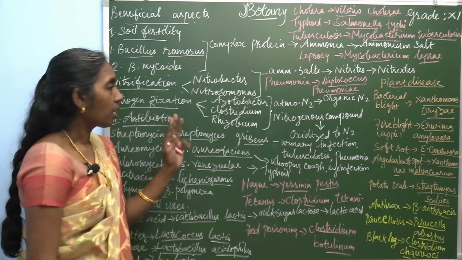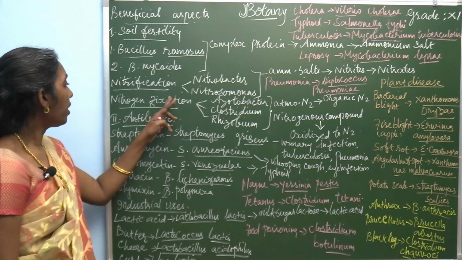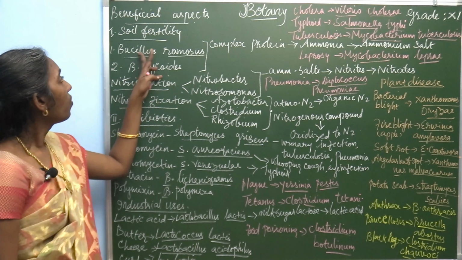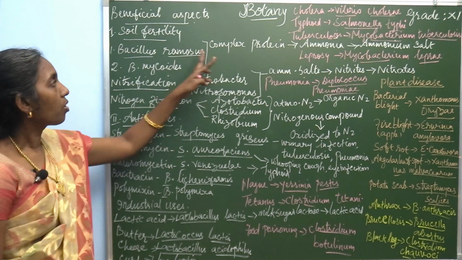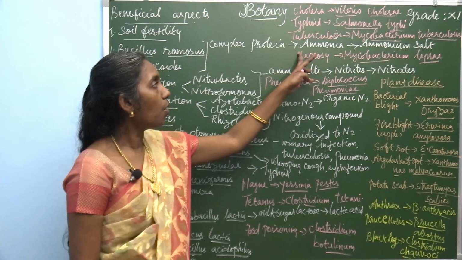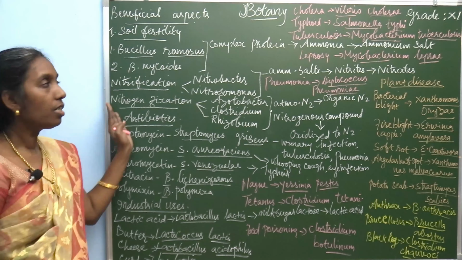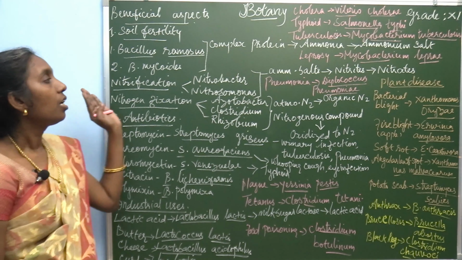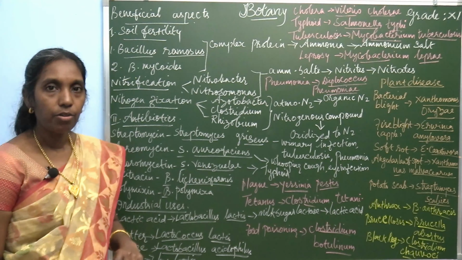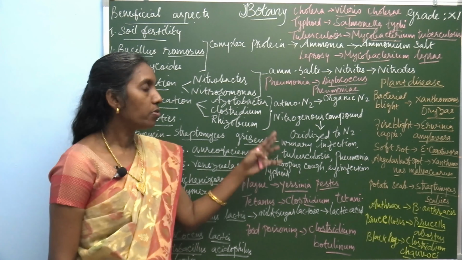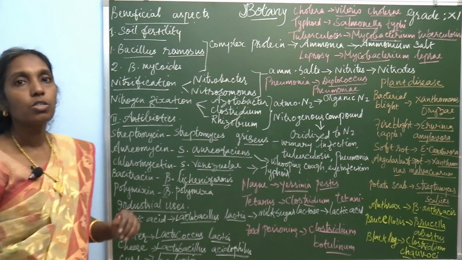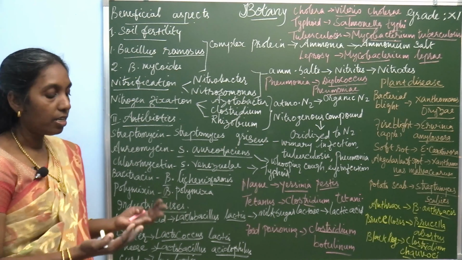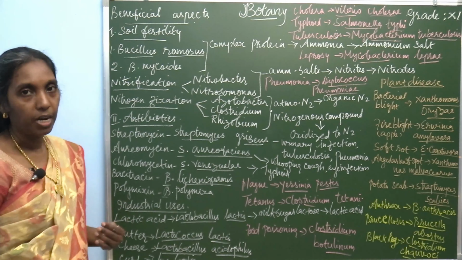So, in soil fertility, there are three different steps: ammonification, nitrification and nitrogen fixation. In the first step, ammonification, the complex protein substances are converted into ammonia and ammonium salt. In nitrification, the ammonium salts are converted to nitrites and nitrates. In nitrogen fixation, atmospheric nitrogen is converted into organic nitrogen, as well as the nitrogenous compounds are oxidized to nitrogen. So, it enriches the soil fertility. So, these soil enriched substances are again utilized by the plants.